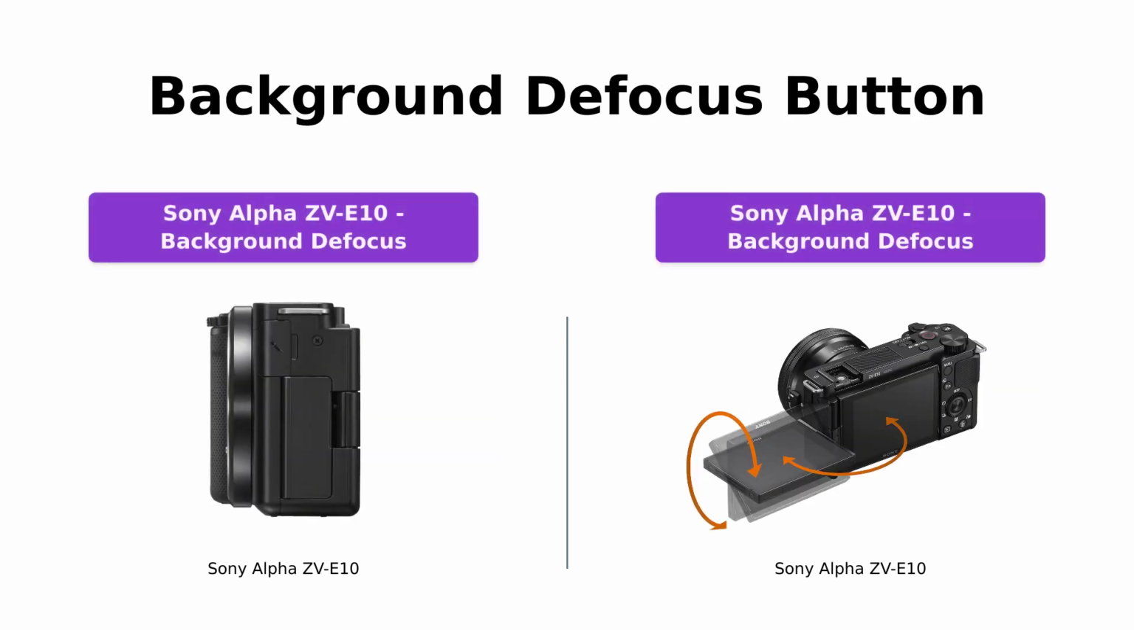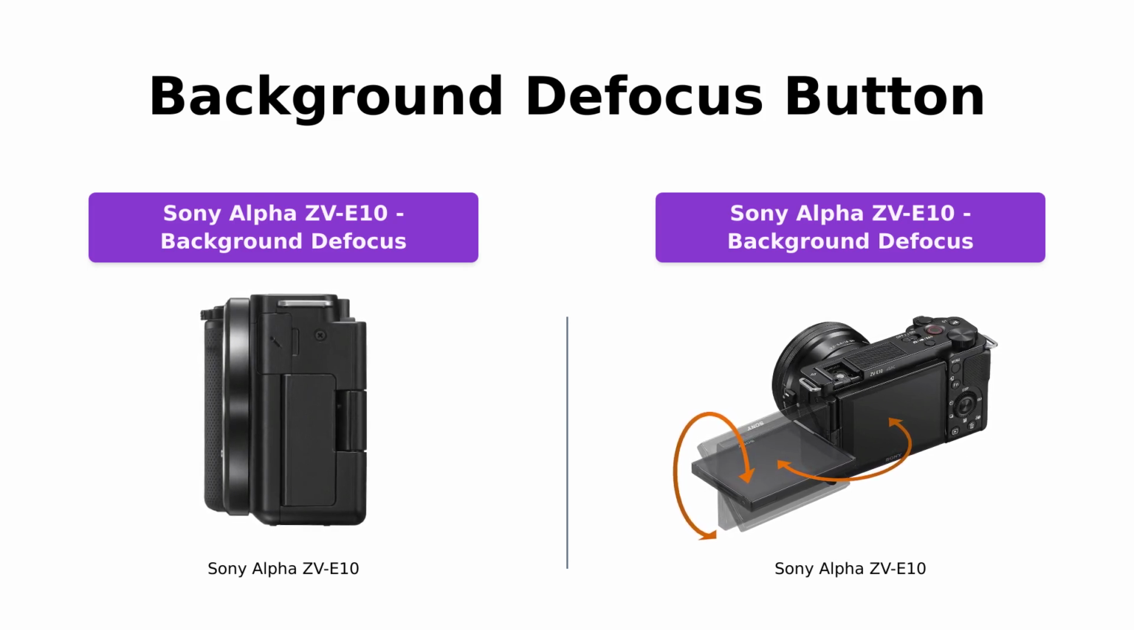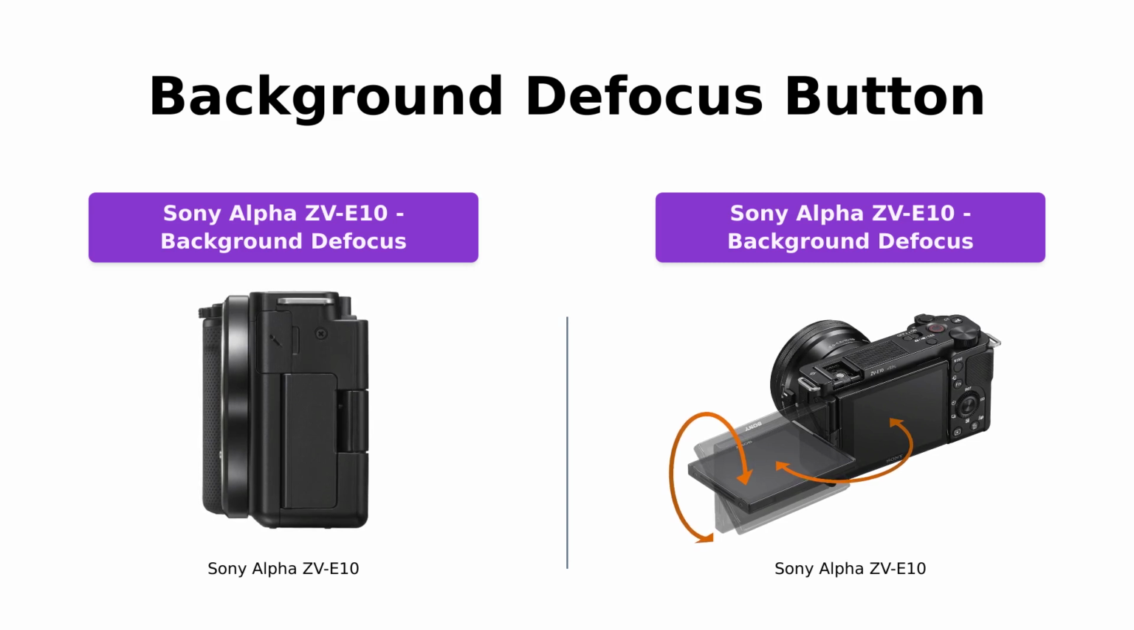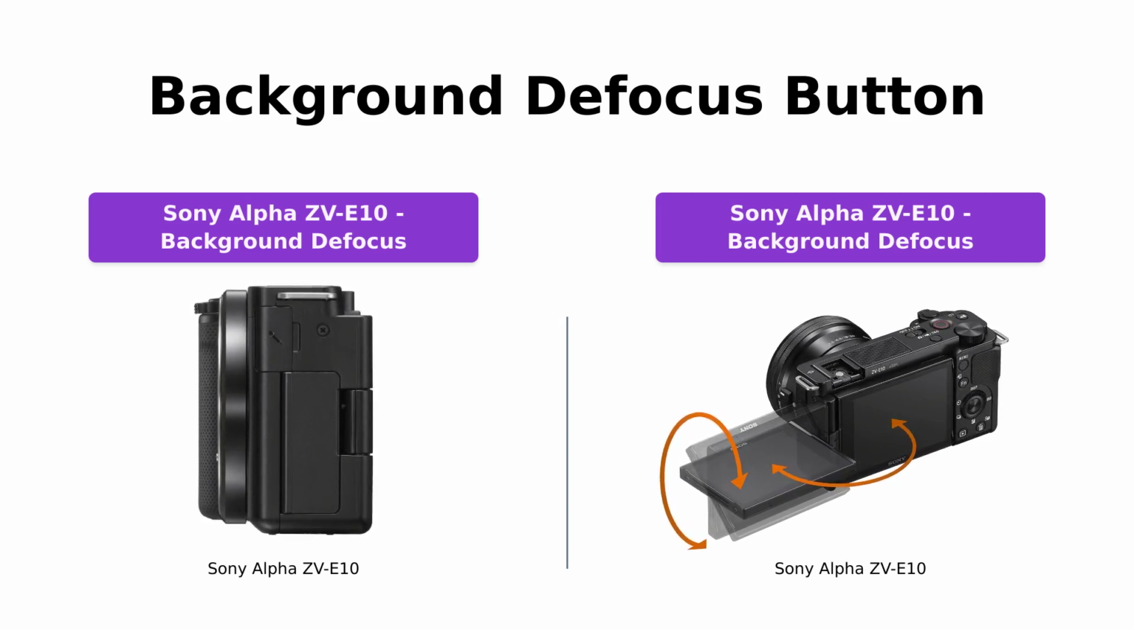Another handy feature present in both cameras is the background defocus button. This button instantly toggles between the defocus effect on or off, giving you full control over the depth of field in your images and videos. It simplifies the process of achieving that beautiful blurred background, allowing your subject to stand out.